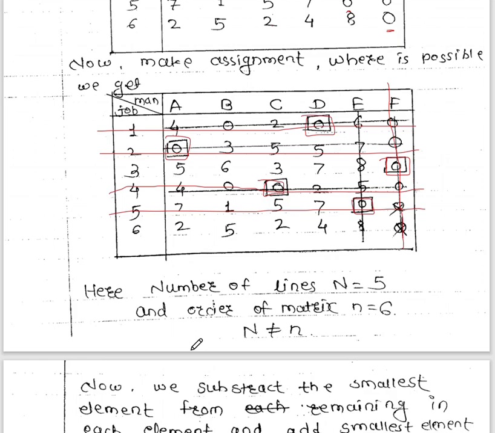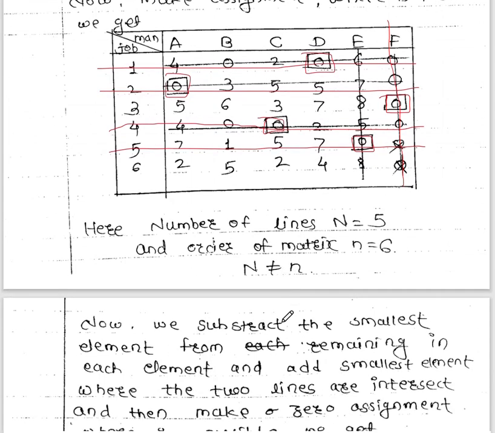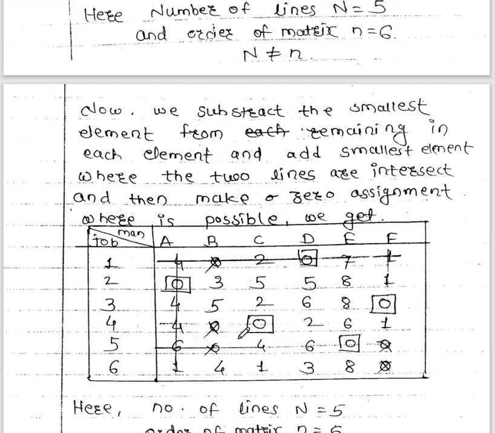So what is the next step? You have to select the smallest element from the remaining elements, then subtract this smallest element from the remaining elements, and add it where the line is double crossed. Where the line is single crossed, that element should remain as it is. So you will get these steps.